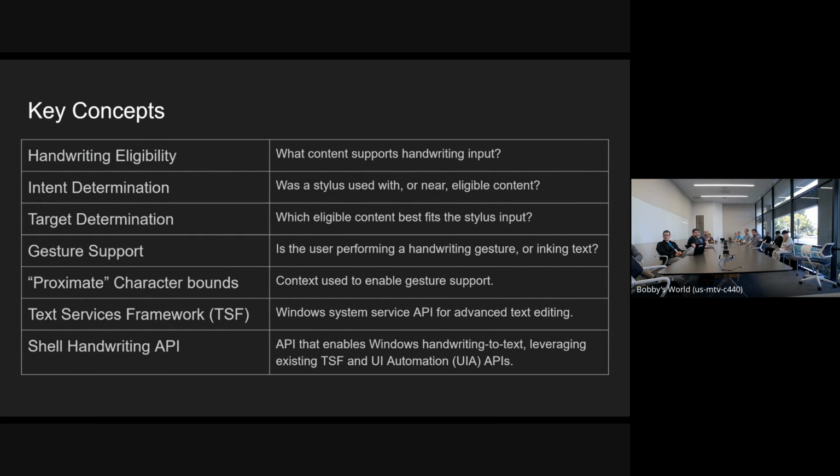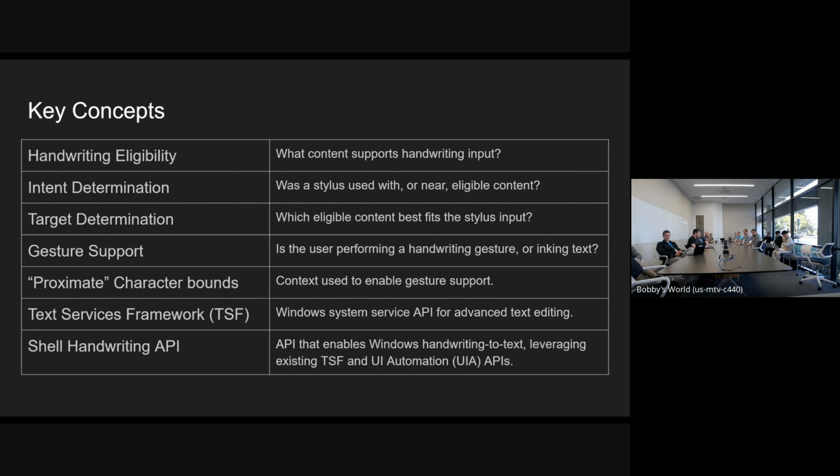So to get started, there's a few key concepts before diving in, and that's eligibility. So what content will be able to have handwriting? Intent determination. So did the user interact with something that can be handwritten? Target determination, which is basically adjusting focus based on some heuristics. Gestures, performing complex actions through predefined stroke shape.